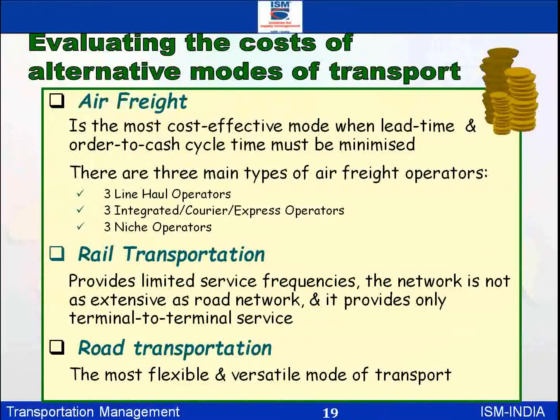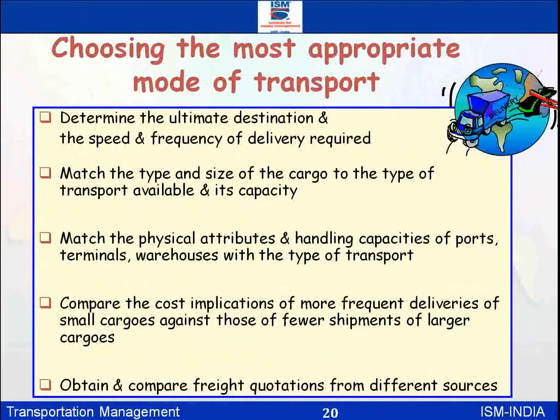Now, the next one is rail transportation. It provides limited services and limited service frequency. The network is not extensive. Other than India, I think they're trying to focus a lot on rail transportation, because that's the way we can cut down the environmental impact also, because the trucks are taking a lot. So if some load can go to rail, I think it can cut a lot. Road transportation is the most flexible and versatile, but it also pollutes a lot.